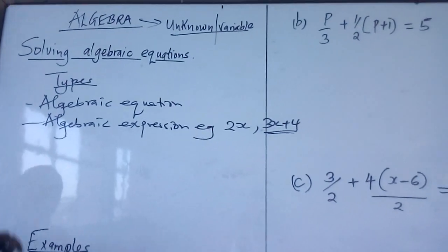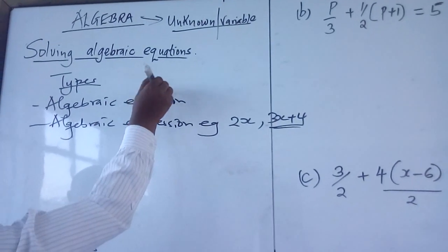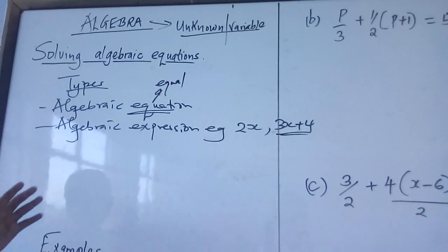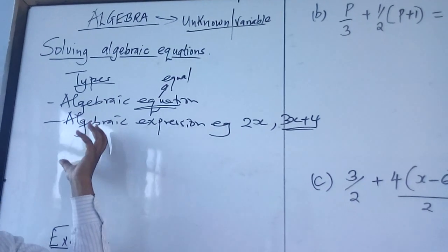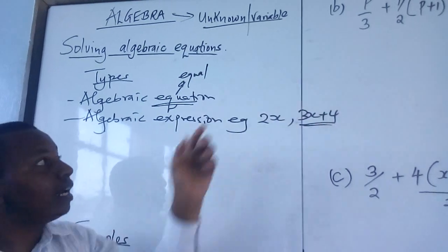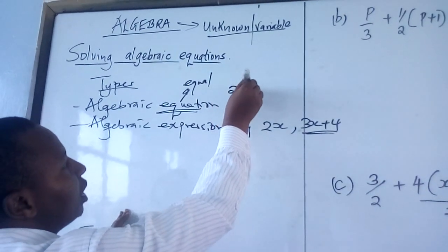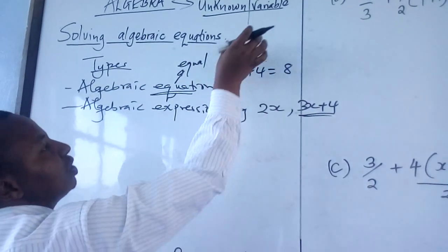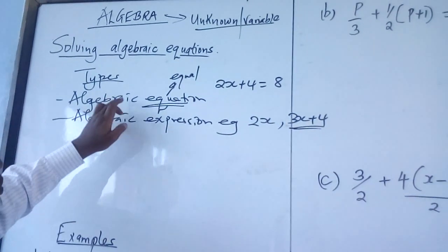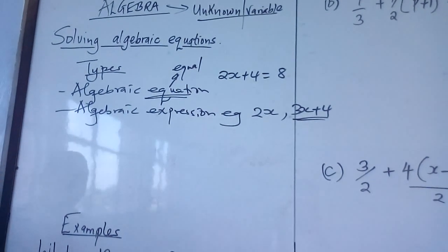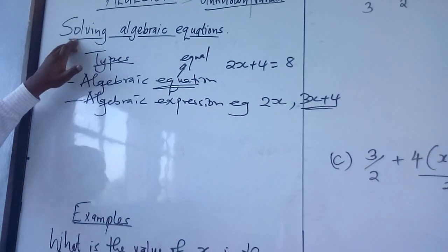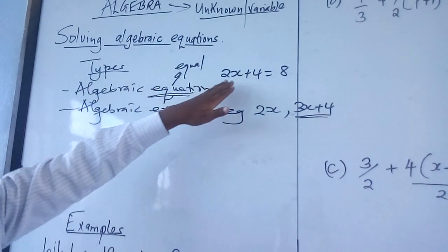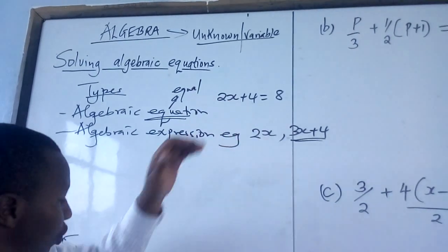If you talk about an equation, this one is very easy because from the word equation there is the word equal. So it means that one side of the expression is balanced with an answer. An example, if you have 2x plus 4 equals 8, this is the expression which is equal to the other side, hence an algebraic equation. It is as simple as that. So today I want us to solve algebraic equations.